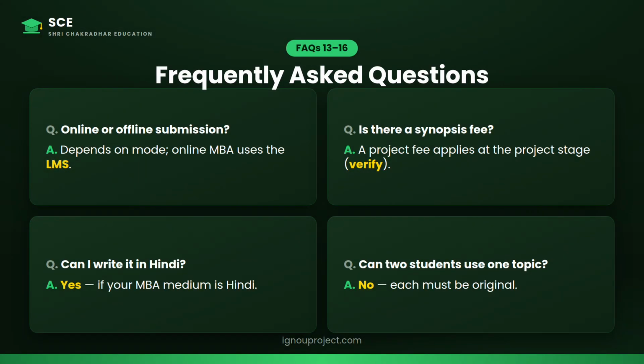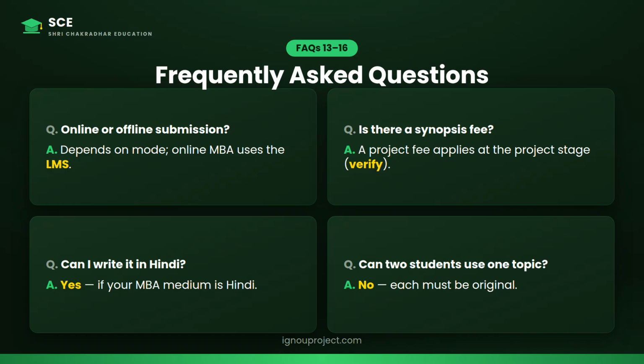It depends on your study mode and your regional center. Online MBA students often submit through the LMS portal, while distance students may submit by post or email. Always confirm with your center. Question 14. Is there a fee for the synopsis? A project submission fee applies at the project stage, so check the current fee and rules for your session on the official IGNOU website. Question 15.